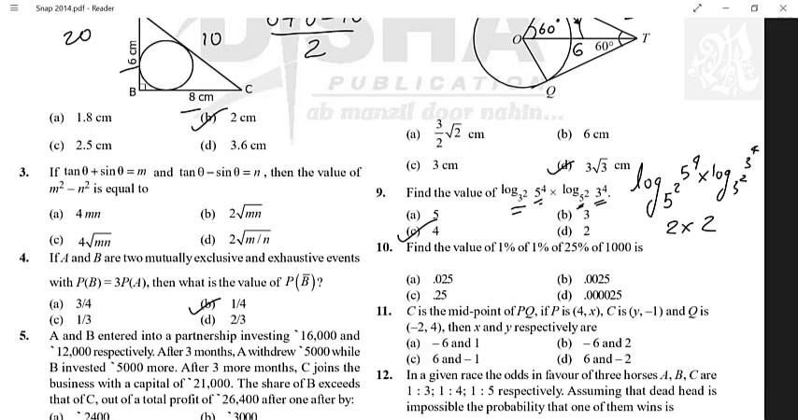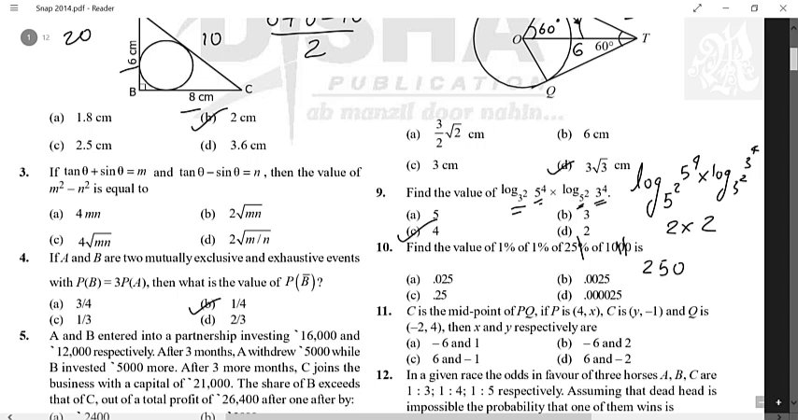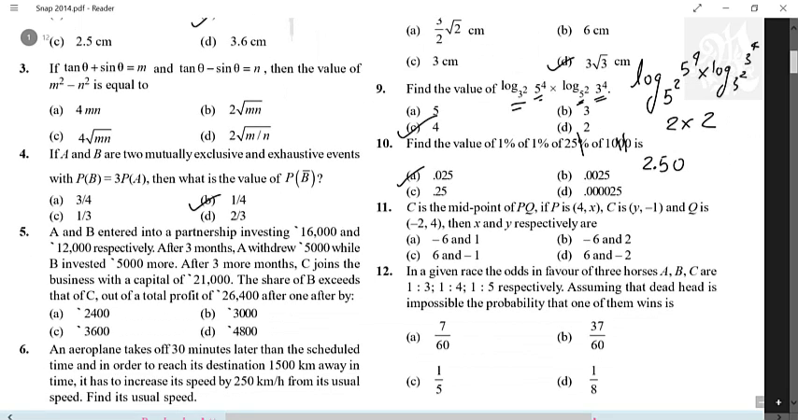Find the value of 1% of 25% of 1000. So percent cancels 0, 2 zeros. So I'm left with 250, and 1% of 250 is 2.5. Again, 1% of that is 0.025, and that's the answer.